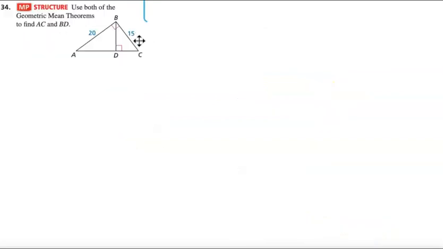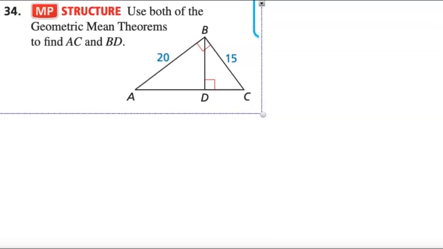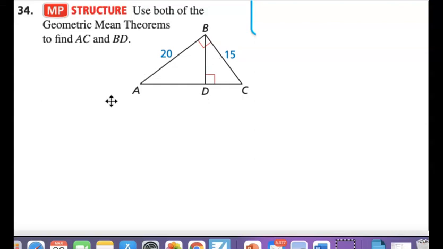Alright, another problem here. Let's see what we got. Use both geometric means to find AC and BD. It says to use the geometric mean here, but to find AC, this is a right triangle, and you have your legs A, B, and you're looking for your leg C here. So you could do the Pythagorean theorem, which I would.